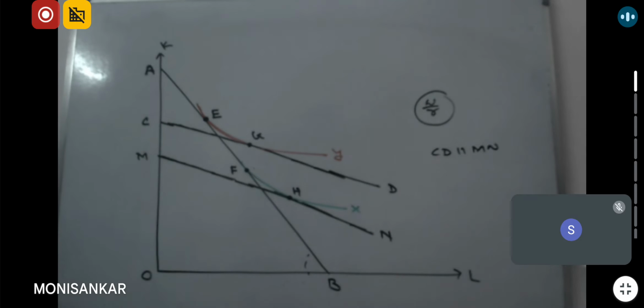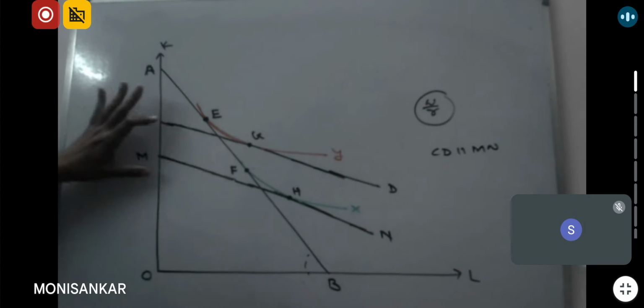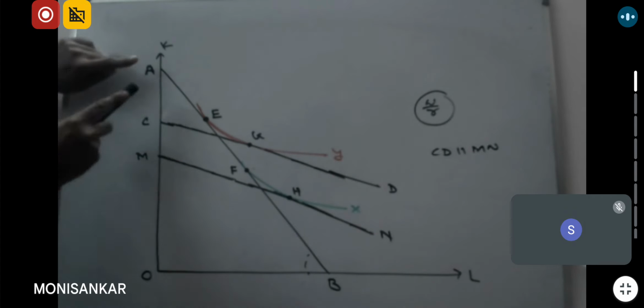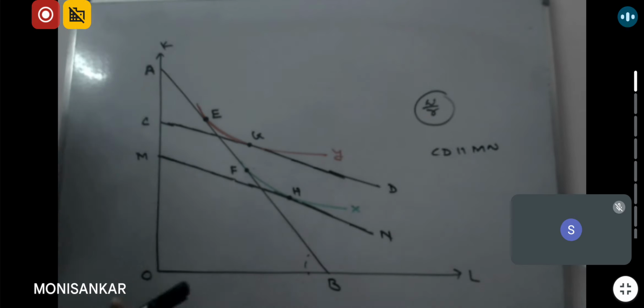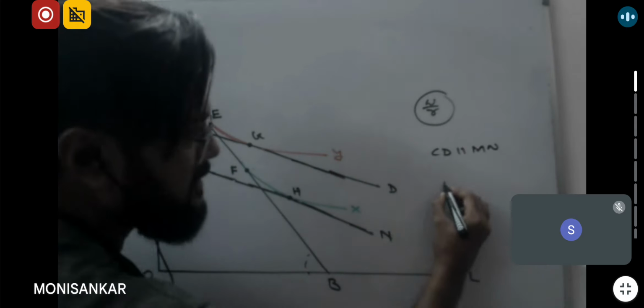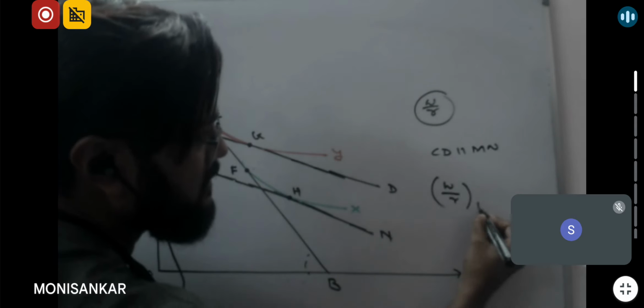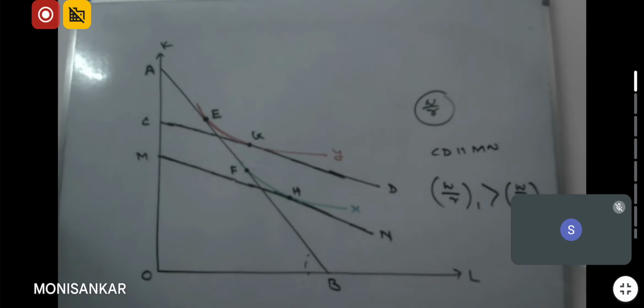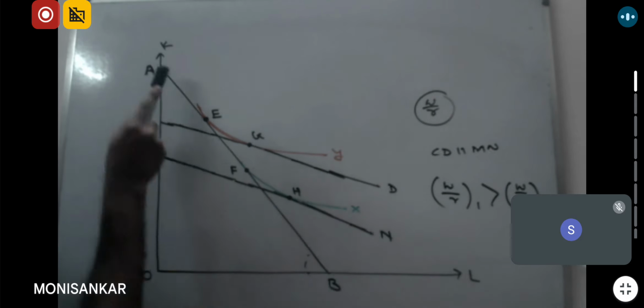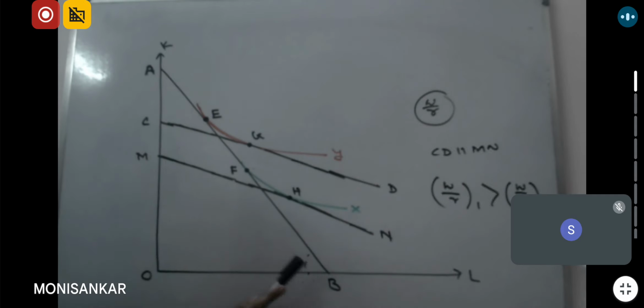and these are basically the isocost lines of country 2. Now look, AB is the isocost line of country 1 and these are the isocost lines of country 2. Why flatter? Because we consider W by R1 is greater than W by R2. Try to understand step by step. So that's why AB is steeper, because this slope is A.